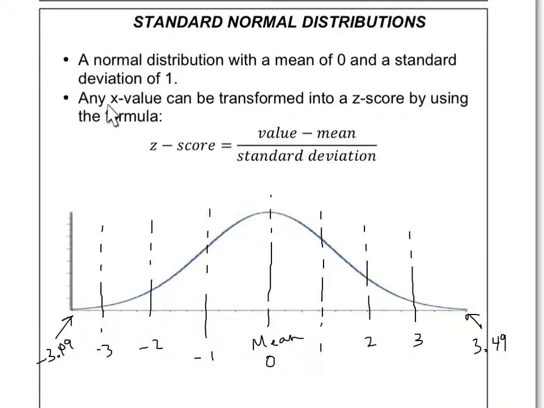Now in order to put it into one table, we have to be able to calculate a z-score. A z-score is any x value that can be transformed by using this formula: the z-score is equal to whatever value we have minus the mean, divided by the standard deviation. Don't forget also the area underneath the curve, even in a standard normal distribution, is still 1.